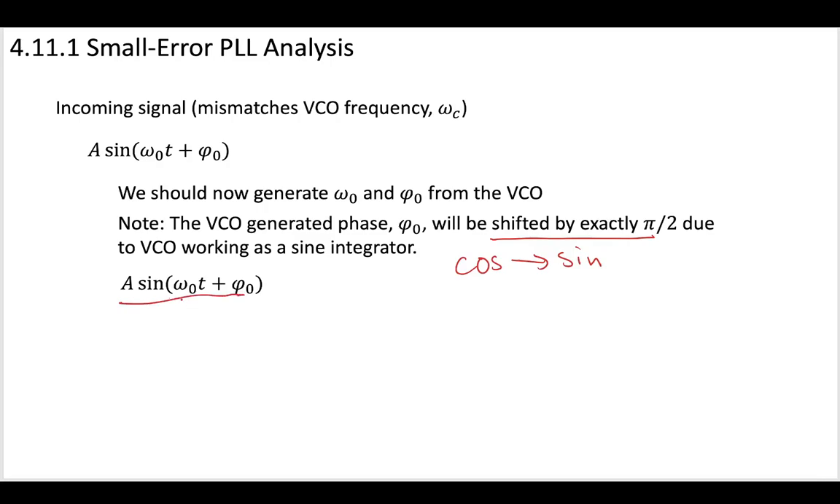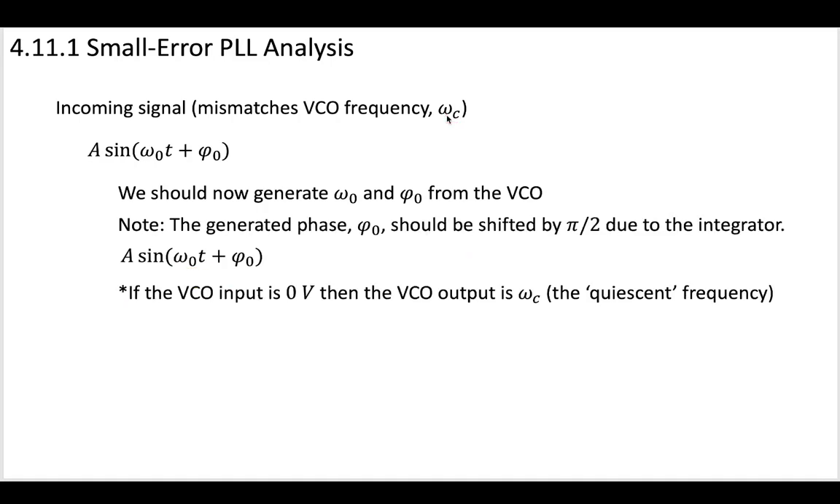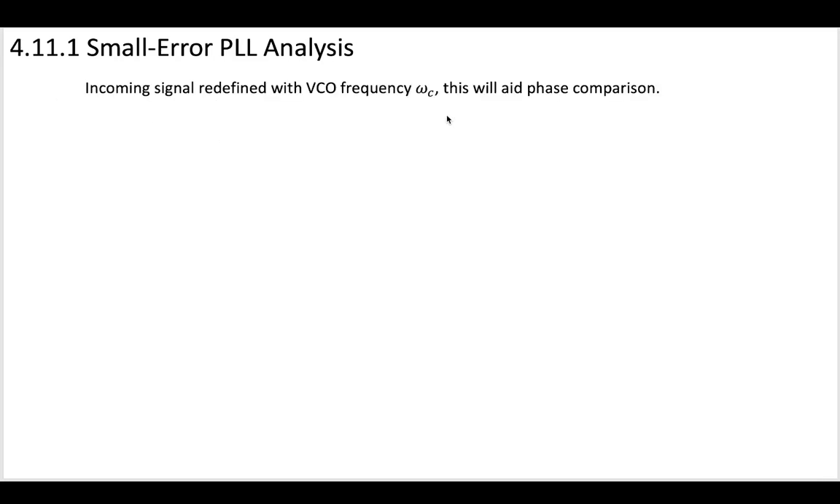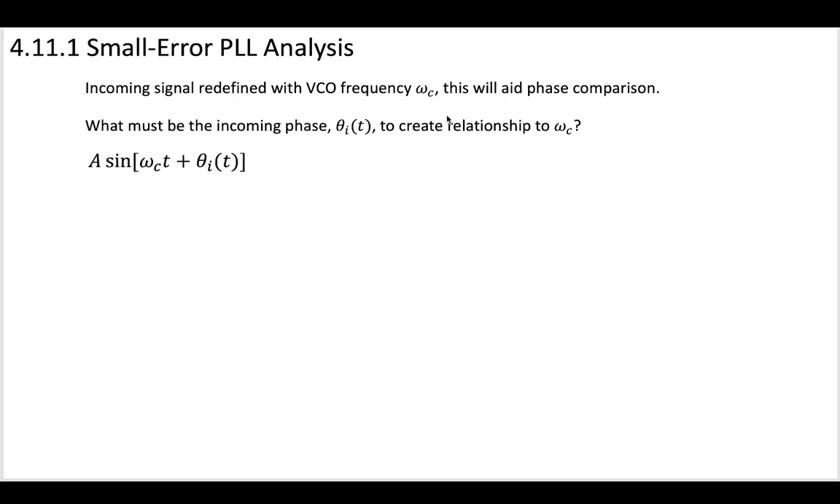So this was the input signal. It has some frequency omega 0 and some phase that mismatch the VCO frequency, and we're going to try to figure out how we can make that VCO, using the feedback loop, give us that frequency. Okay, so if that incoming signal is redefined with the VCO frequency, this will aid in the comparison.